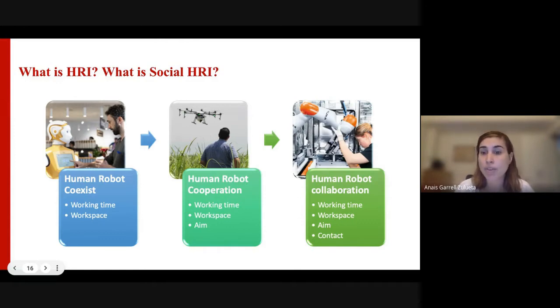And finally, we have human-robot collaboration. But here, they are not only sharing this aim, they are also sharing contact. So the robot and the person are in close contact. This is called physical human-robot interaction, when the robot is touching the person.